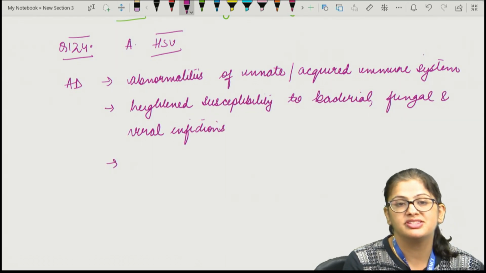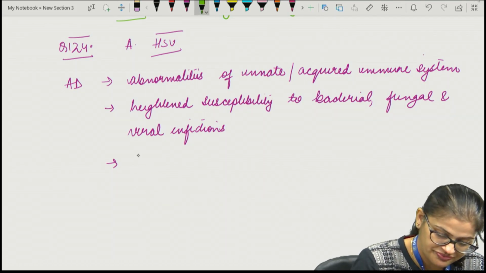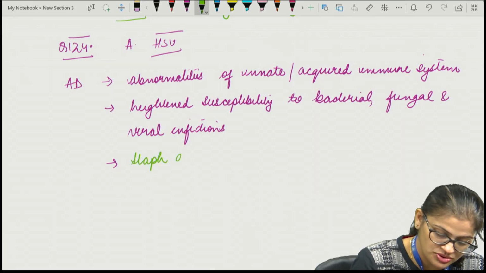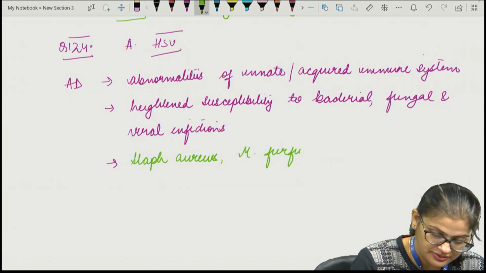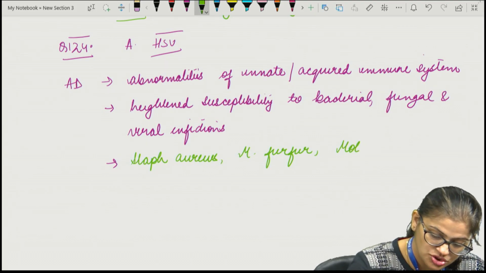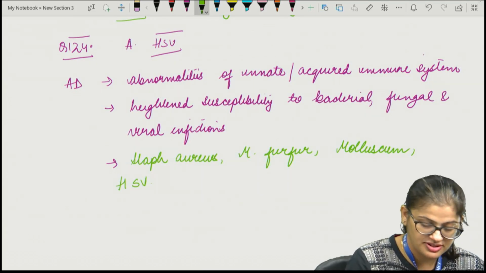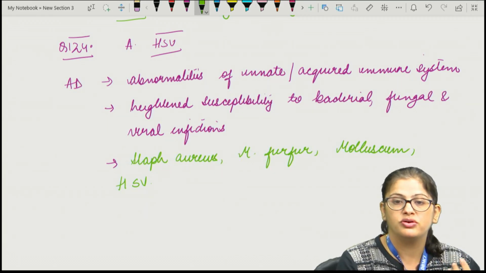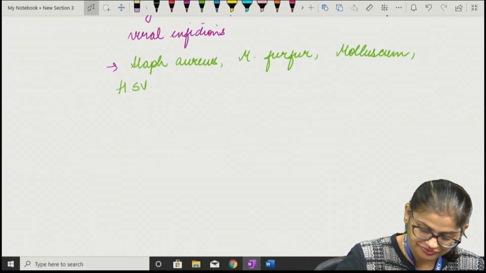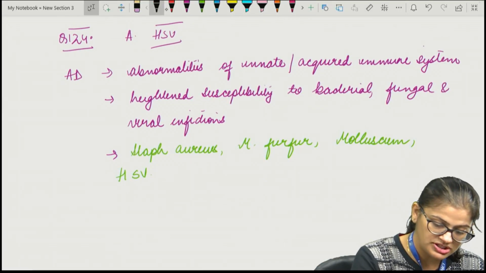So the common organisms that may be implicated in patients with atopic dermatitis are Staph aureus, because of the toxin that they produce, Malassezia furfur, Molluscum contagiosum, herpes simplex virus resulting in eczema herpeticum. These are the common organisms that may cause superadded infections in patients with atopic dermatitis. So this was about question number 125.